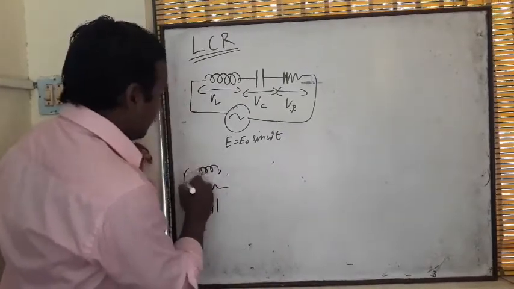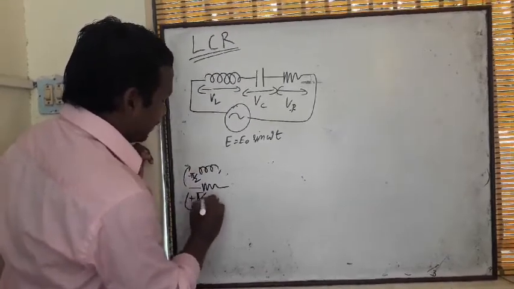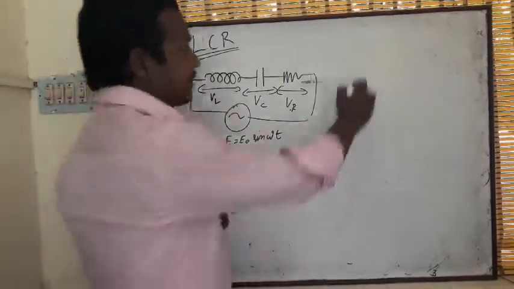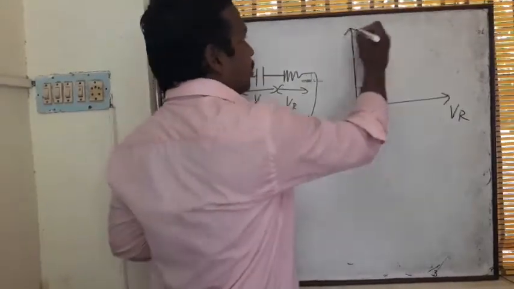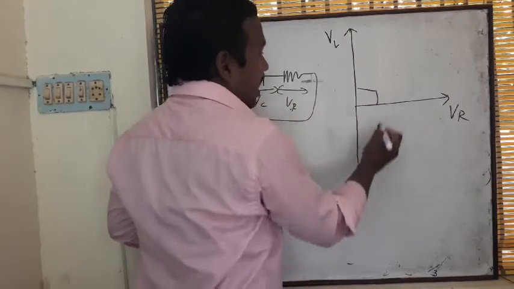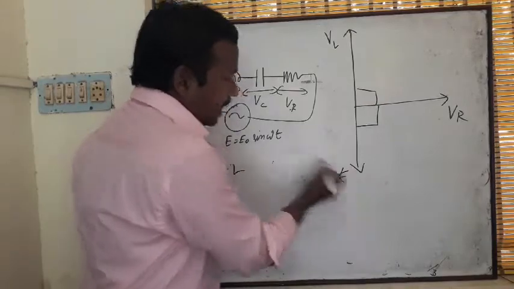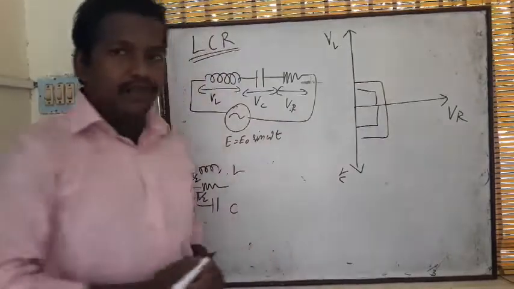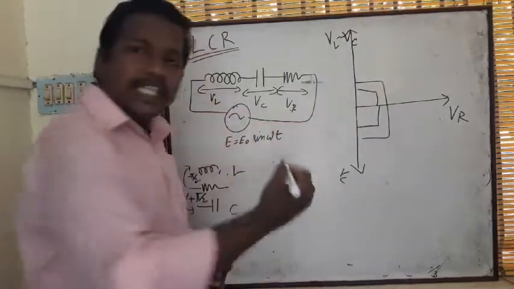So this will lag by 90 degrees, minus pi by 2, and this will lead by 90 degrees, plus pi by 2. That means the phase difference between inductance and capacitance will be 180 degrees. See here, this I have taken as the voltage of R. The inductance will be minus 90, so this one I have taken as VL, and the capacitance will be plus 90. This one I am going to take as the voltage in the capacitance. The resultant: this and this have a 180 degree phase difference, so you can take it as VL minus VC because they are equal and opposite.